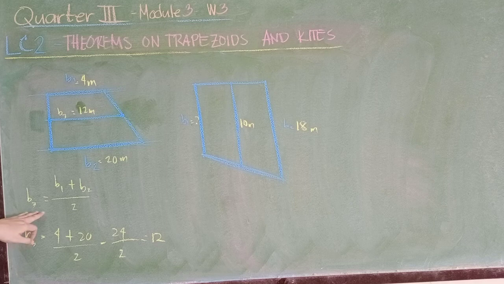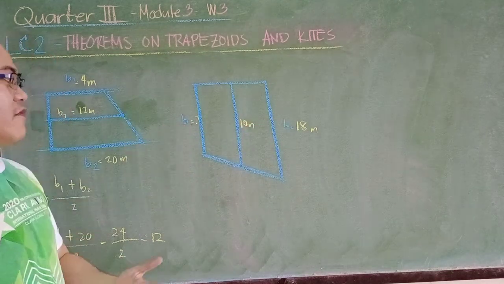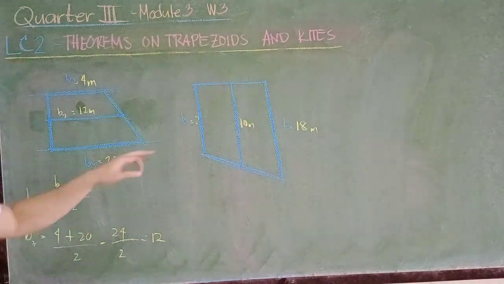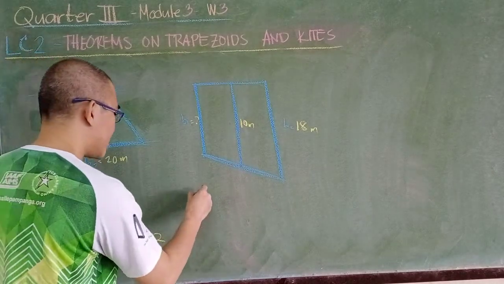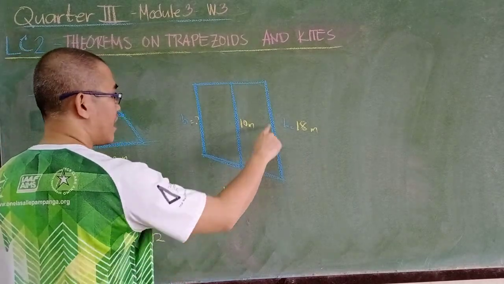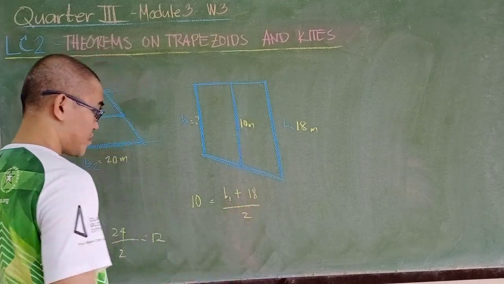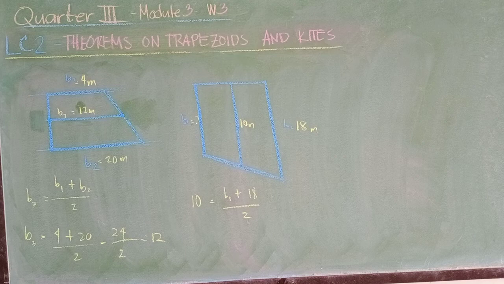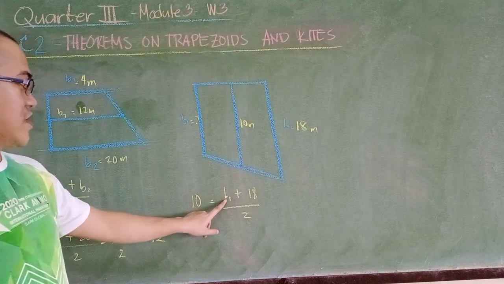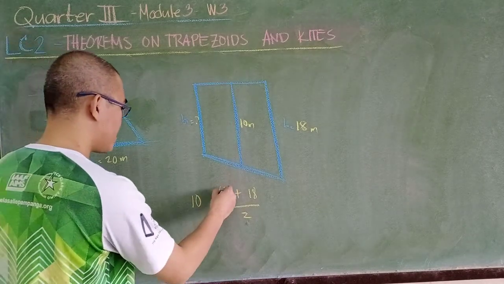So, susundan lang natin yung format na to. So, alam natin yung median, makukuha mo pag pinag-add mo yung dalawa, tapos divide mo sa 2. Makukuha mo yung nasa gitna. So, yung nasa gitna, which is 10, makukuha mo kapag pinag-add mo yung B sub 1 at saka yung B sub 2, which is 18. Tapos, i-divide mo sa 2. So, para makuha mo yung B sub 1, yung nasa taas, i-multiply mo muna both sides by 2.